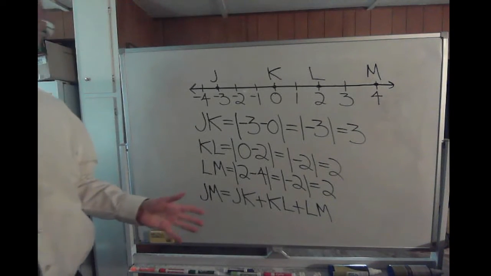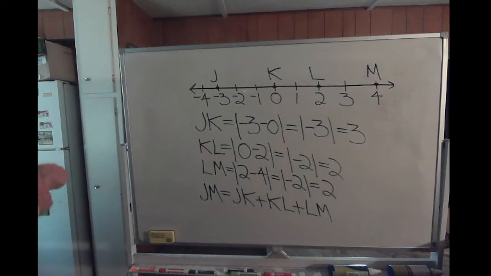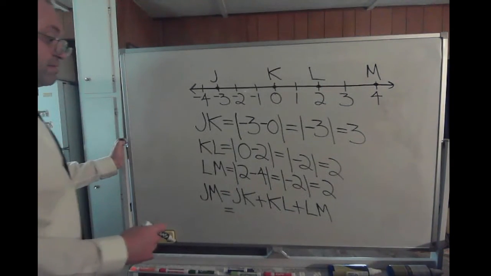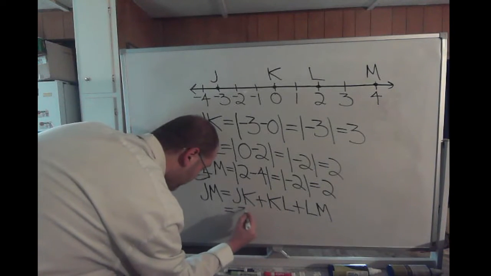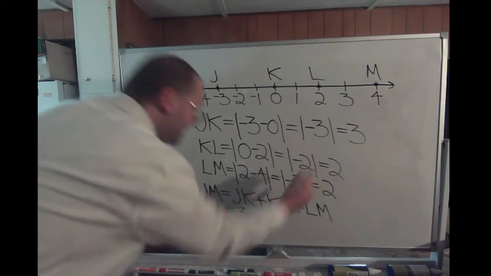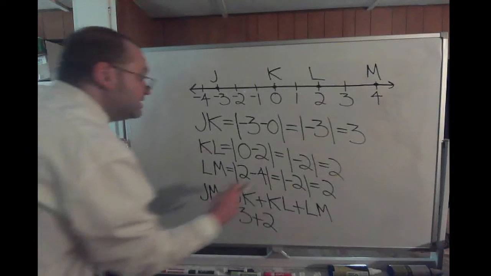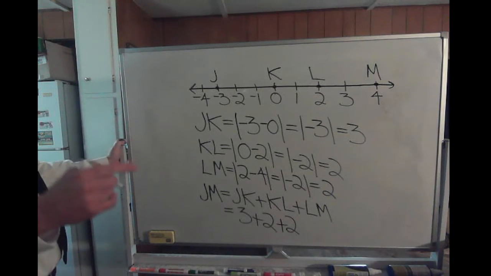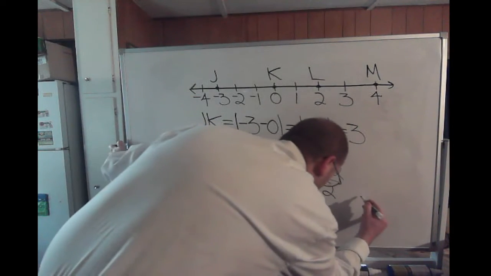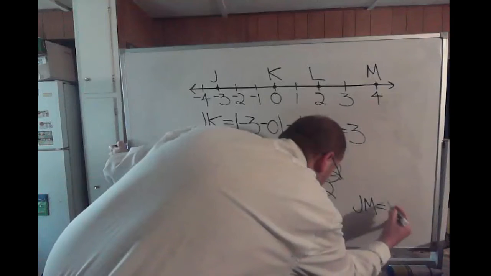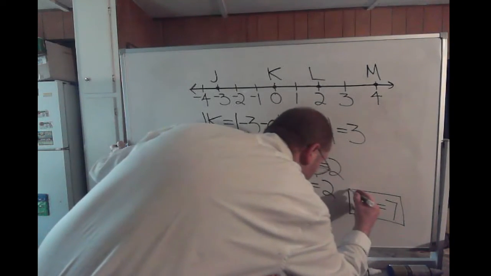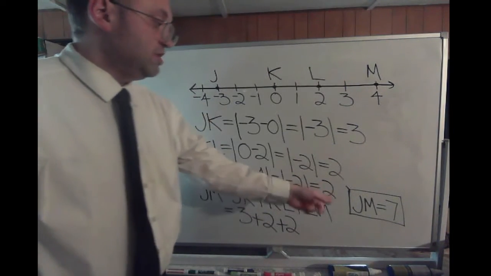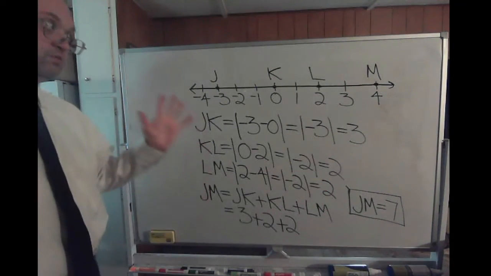You could add them all together and get the length of the segment. But this time we only have 3 segments to add to get the length of the entire segment. So stick in the length of JK, which was 3, plus the length of KL, which was 2, plus the length of LM, which is also 2. So 3 plus 2 is 5, plus 2 is 7. So the length of segment JM is going to be equal to 7. So by using the segment addition postulate, we can determine that the length of segment JM is equal to 7.